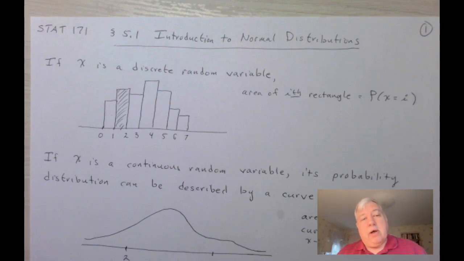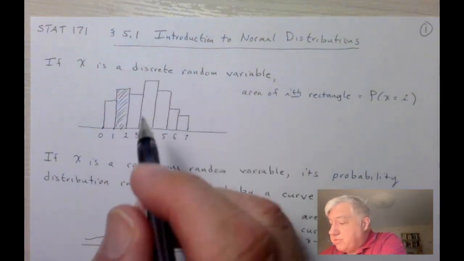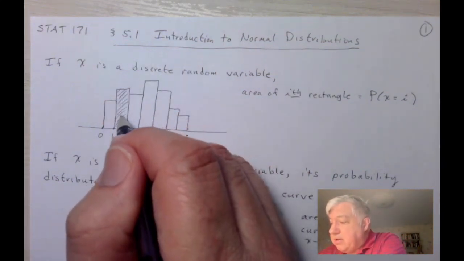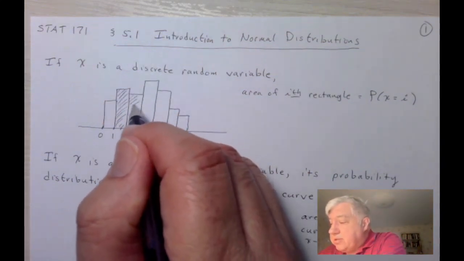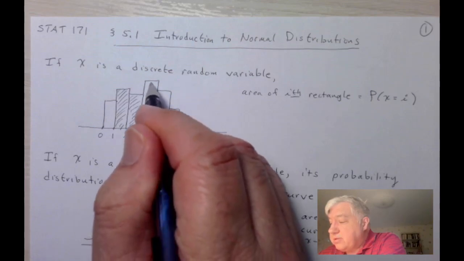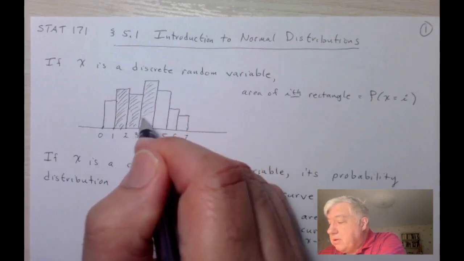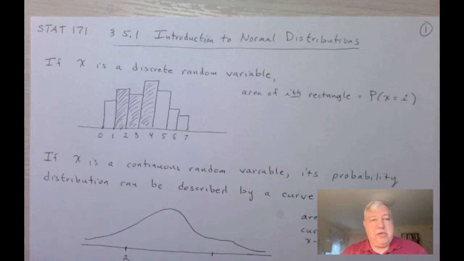Or now let's suppose we wanted to find the probability that x was between 1 and 3. Well, if it was 1, 2, or 3, that would mean this probability plus this probability plus this probability. So this shaded area would represent the probability that x is between 1 and 3.